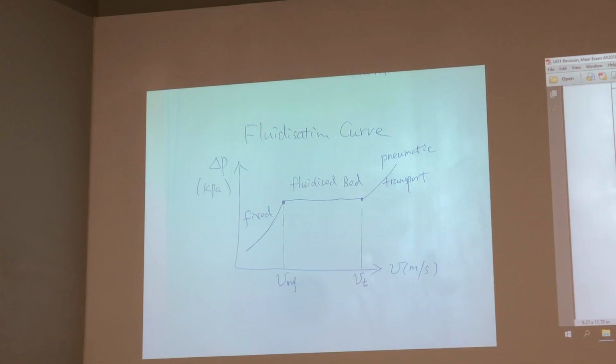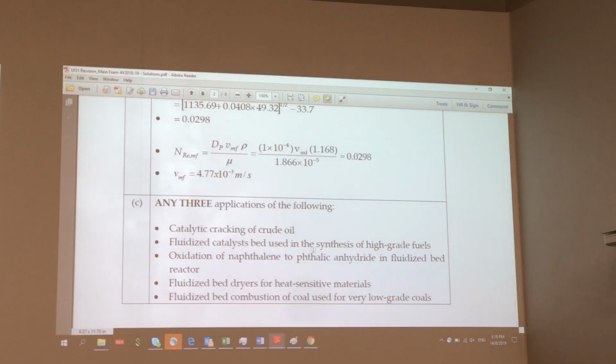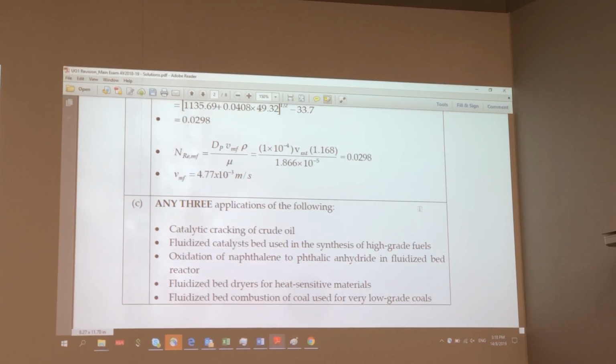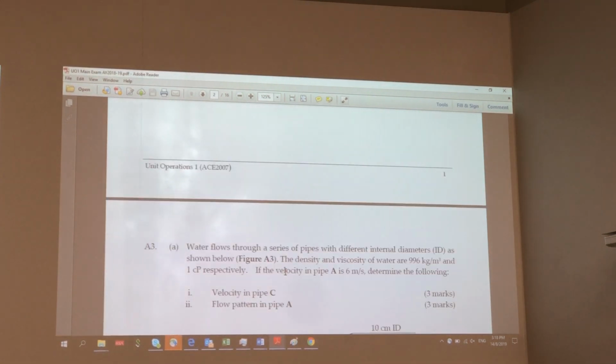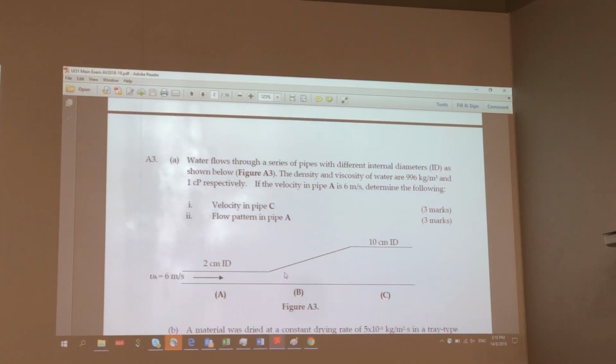I will try to link all the relevant knowledge here, important points here. Okay. All right. So the last part is 3 applications. You can just give some examples, especially the application for the petrochemical industries, or can be even for heat sensitive materials, can be food products. So this is the A2. Let's move on. Okay, next one.